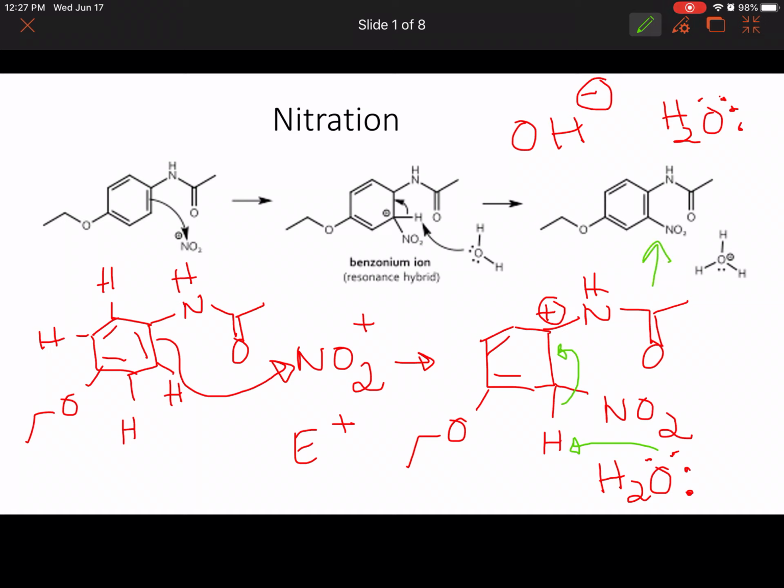And when you do that you make this product. You have NO2 and you got your resonance back, and now the molecule is again neutral, and you're going to be regenerating the catalytic acid, the hydronium ion, which is your acidic species. So that is the mechanism for this reaction. And let's see how we are going to perform the experiment.